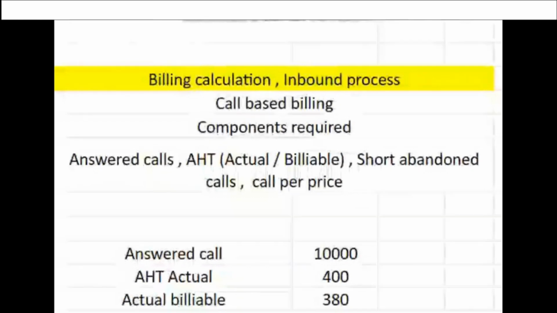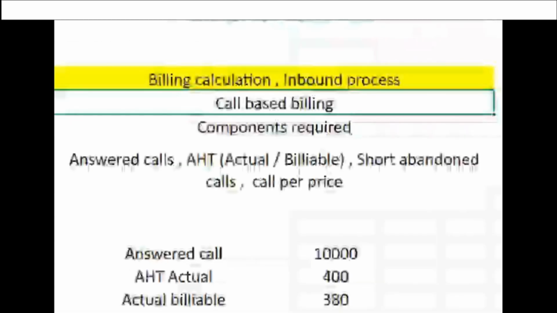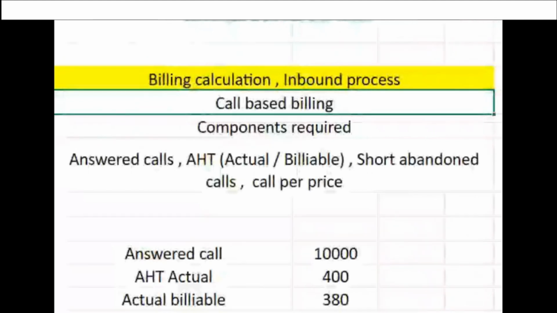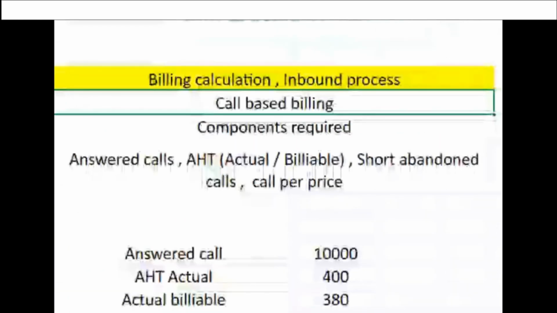So you can see on my screen the billing calculation for the inbound process, and that would be call-based billing. Call-based billing means that the number of calls that have been handled or answered by the call center. On the basis of that, the call center would bill all these calls to the client.